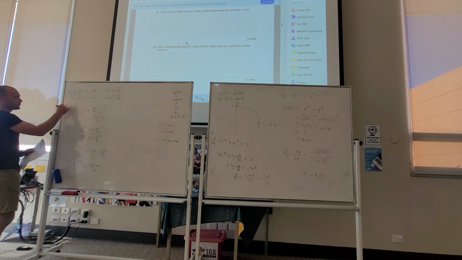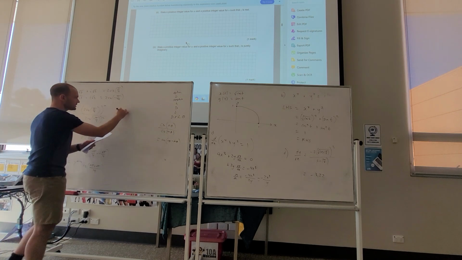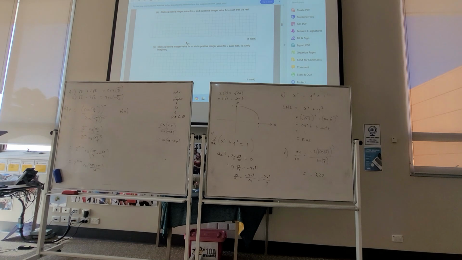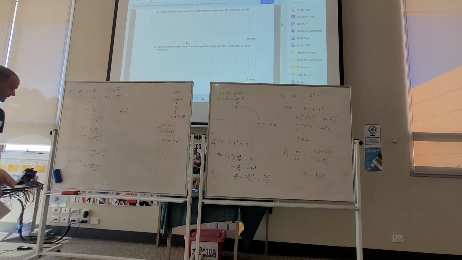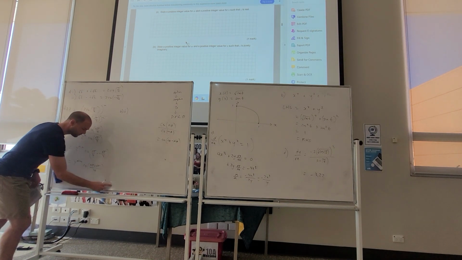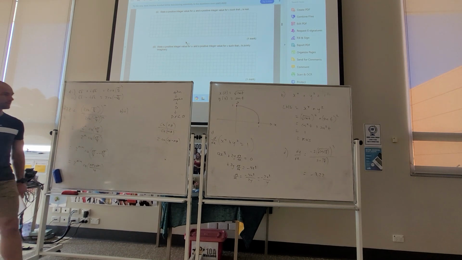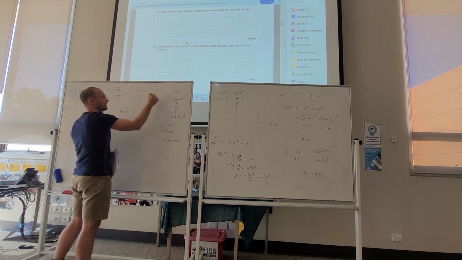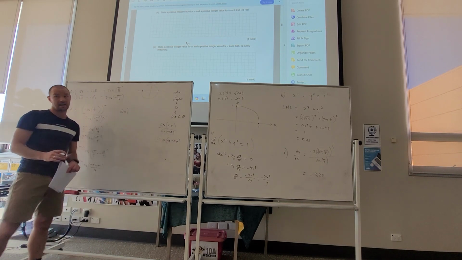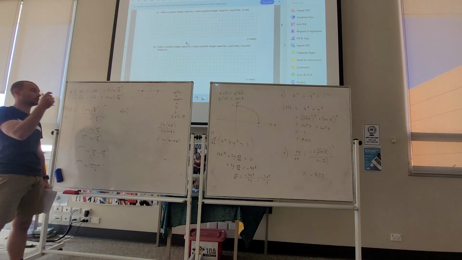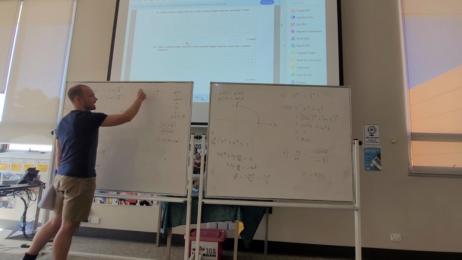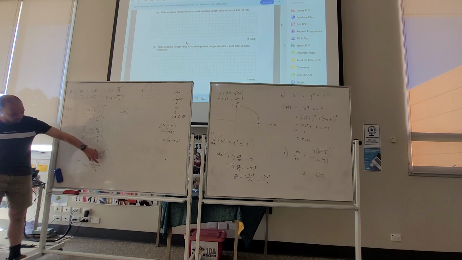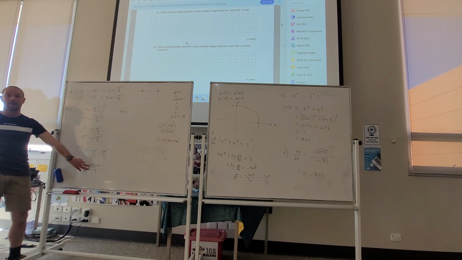Okay, B part 2. State a positive integer value for m and a positive integer value for n such that this complex number z is purely real. So if we think about the Argand plane, it's purely real here and here. So that's when it has an angle of 0, and that's when it has an angle of pi. 0, pi, 2 pi, 3 pi, right? So what we need is we need this angle here to simplify to a multiple of pi.